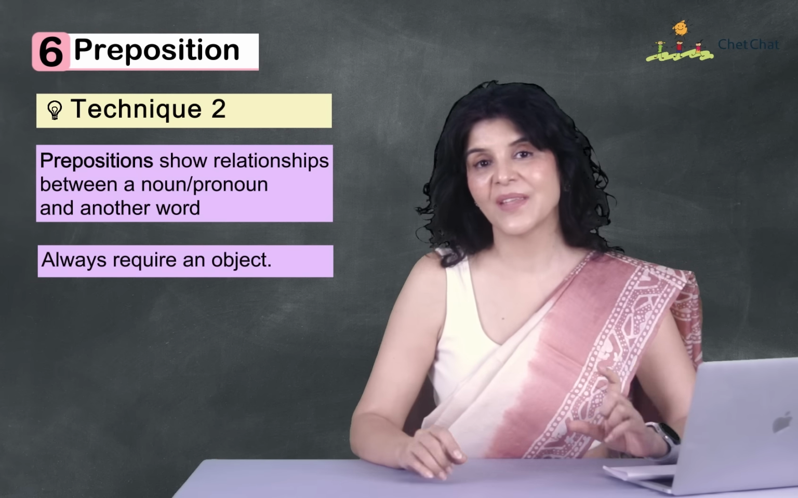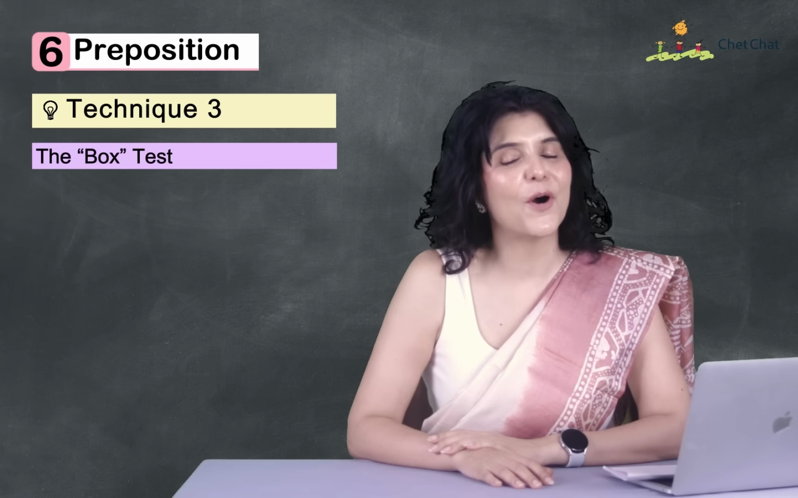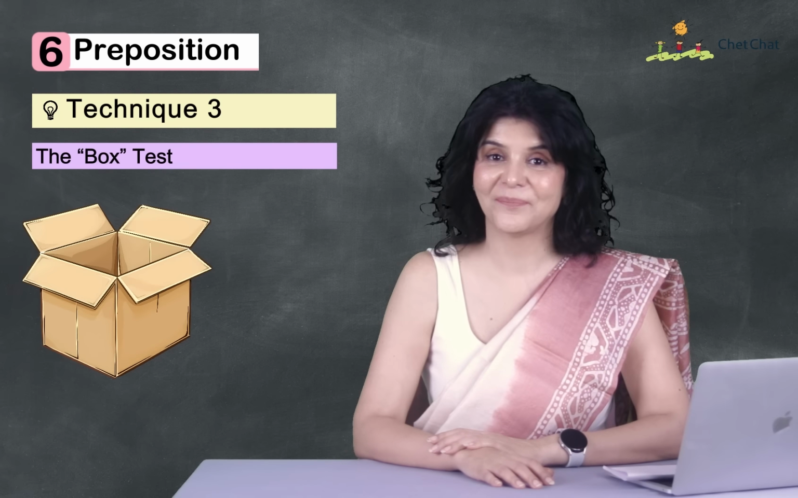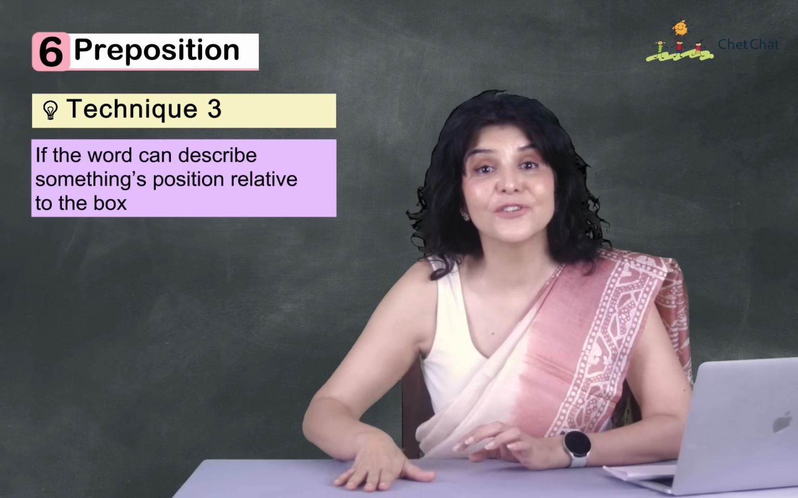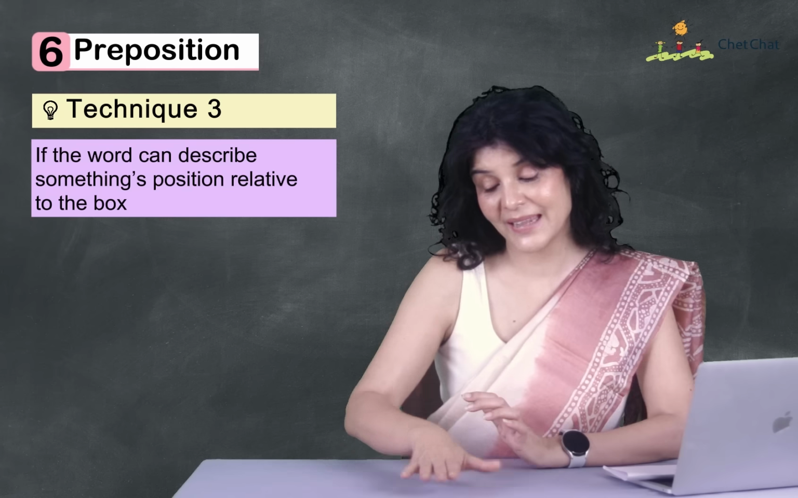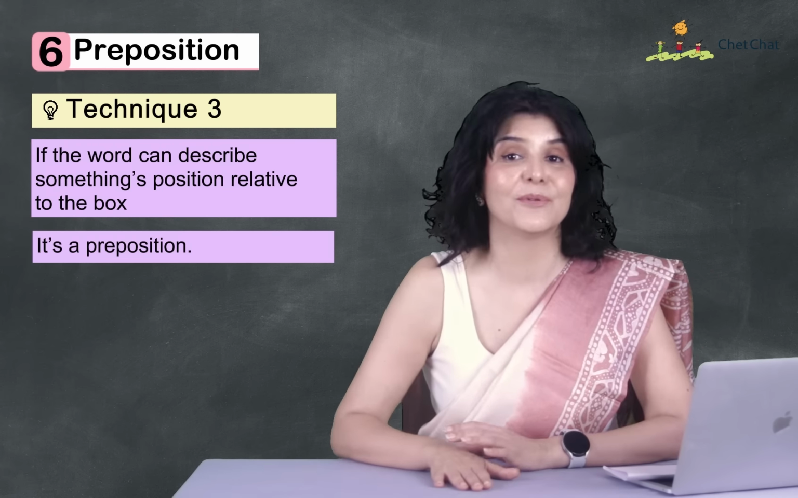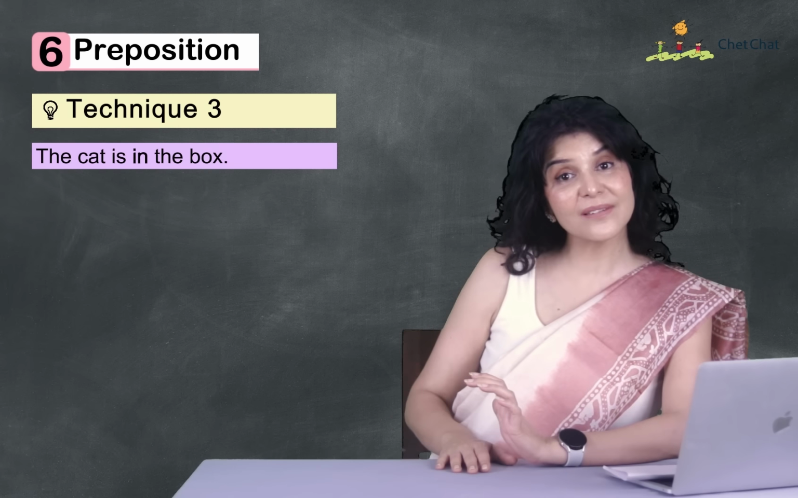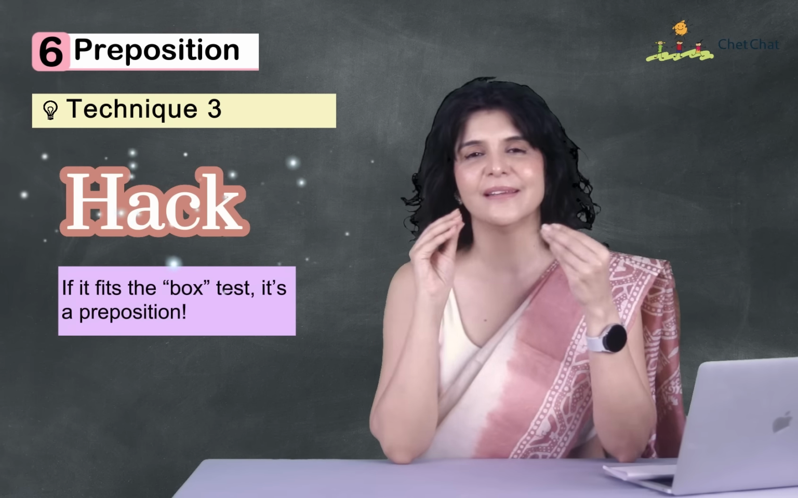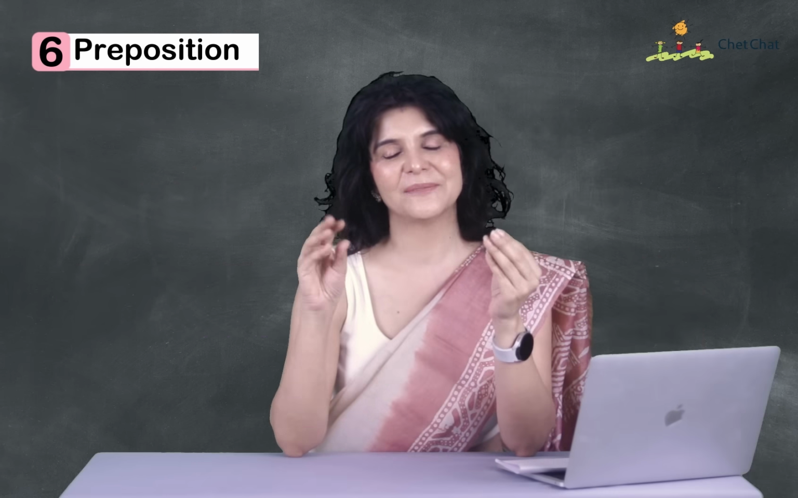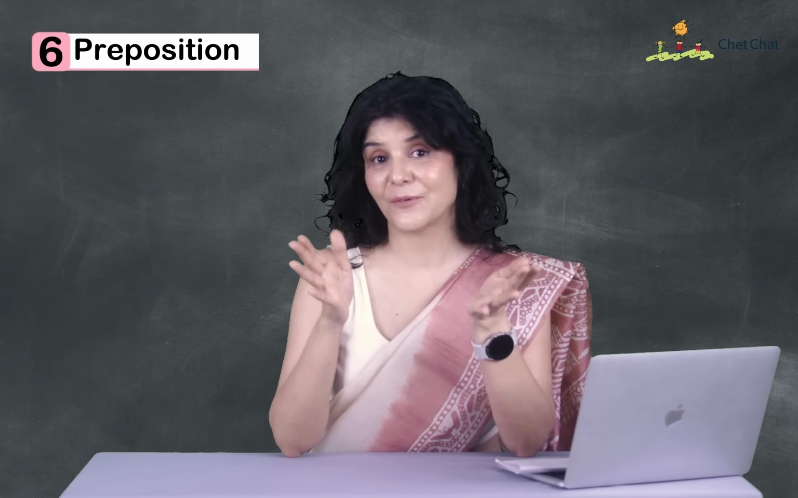Now for technique number 3, the box test. Imagine a box. If the word can describe something's position relative to the box, then that word is a preposition. The cat is in the box. The dog is under the box. The bird is above the box. So the hack is, if it fits the box test, it's a preposition. Once again, be careful when you're using these techniques. You must try to use at least 2 techniques if you're in doubt, okay?